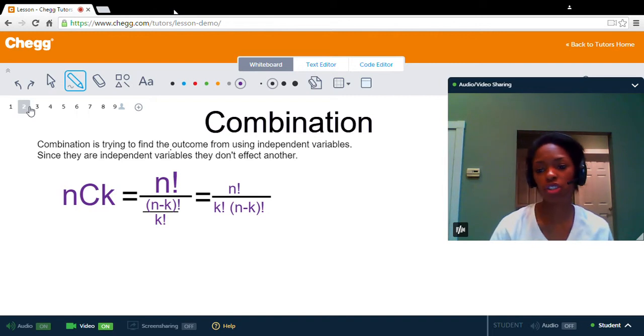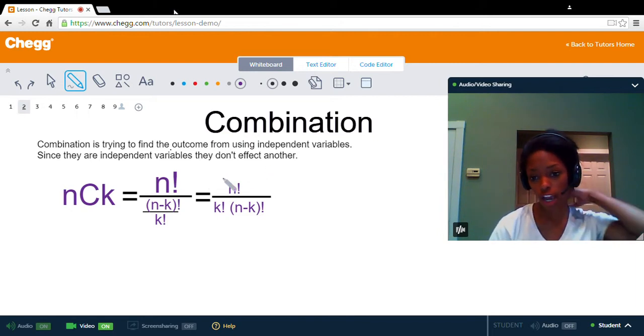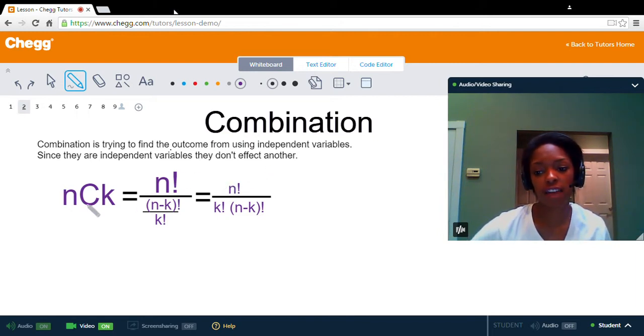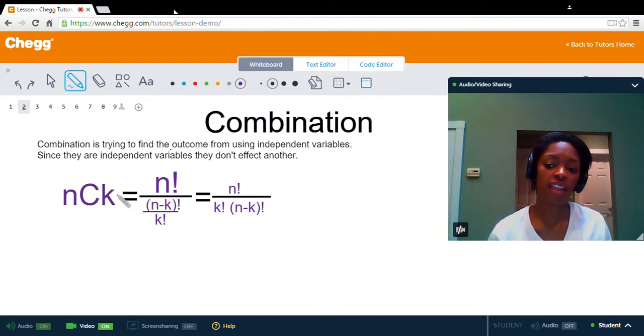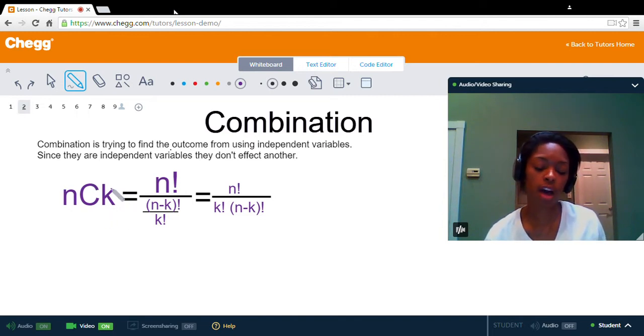In combinations, you're trying to find the outcome from using independent variables, and since they are independent variables, they do not affect each other. And to find that, you're going to use this formula, which is the combination formula. N represents the number of things that you're choosing from, and K represents how many you're wanting to choose. And C just stands for combination, so basically N choose K.